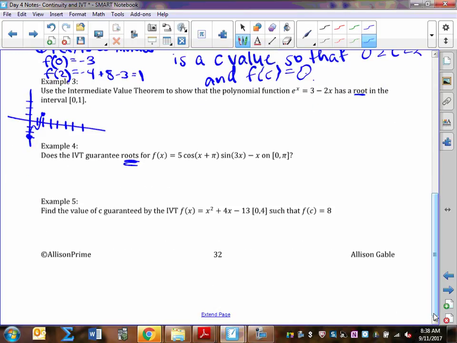Example 5, find the c value guaranteed by IVT. Here it is. So it says find the c value guaranteed by the IVT. So now it's no longer asking, is there such a value that is true, but rather find that value. So we want to find c where f of c is 0. So first, let's verify that we can indeed use IVT. First of all, is our function continuous? Yep, f of x is continuous.